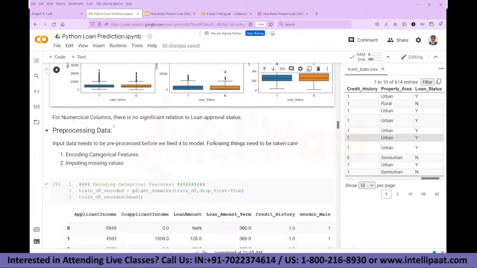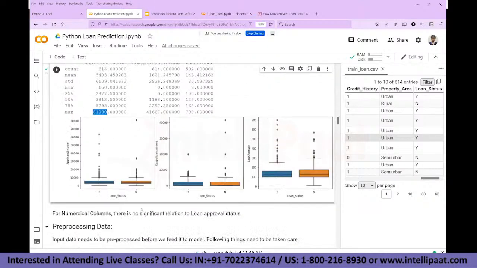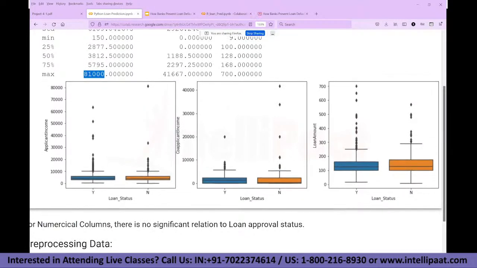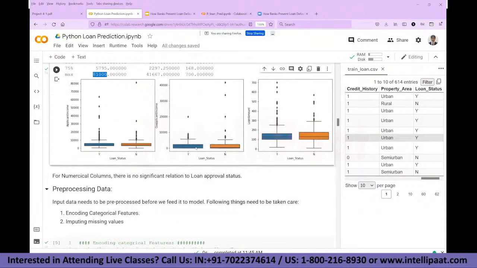So for numerical columns, there's no significant relation to loan approval status. Yes, that's true, because even for the cases where the loan is approved and the cases where the loan is not approved, the income distribution is almost the same. The graphs for both of them are almost the same, blue and green. I can't see any significant relation to the loan approval status for these numerical columns. They are following almost the same pattern for both approved and non-approved people.